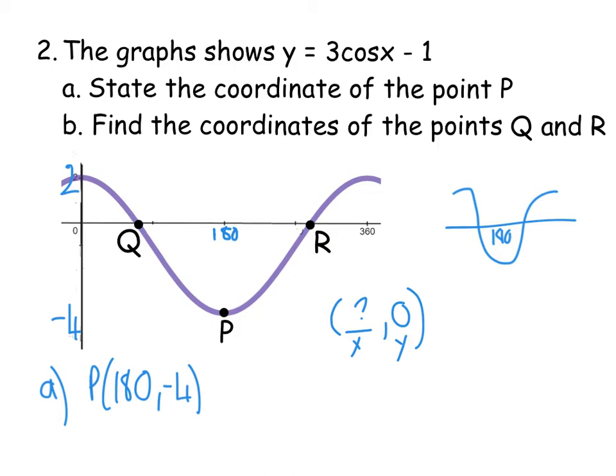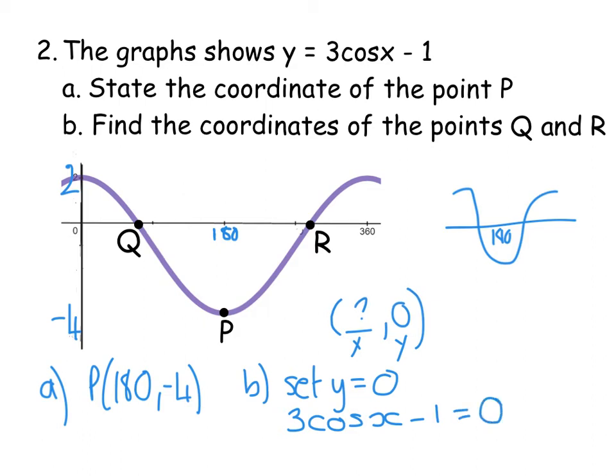Now, they could have worded this question differently. We've been asked for the coordinates of Q and R. There are other questions where it asks you simply to find the points where the graph cuts the x-axis. So it's the exact same thing. We're going to replace y with 0. So part B, we're going to set y equal to 0 into the equation 3 cos x minus 1. Instead of putting it on the left, I'm going to put it on the right-hand side because I know that people prefer to have our working on the left. So this is basically what we're now going to solve.